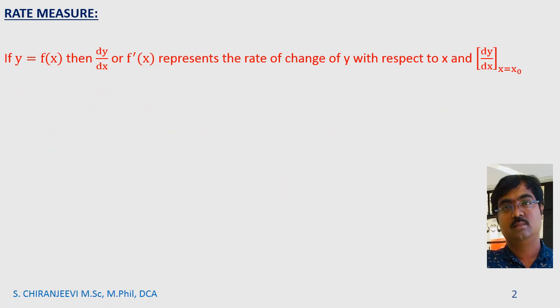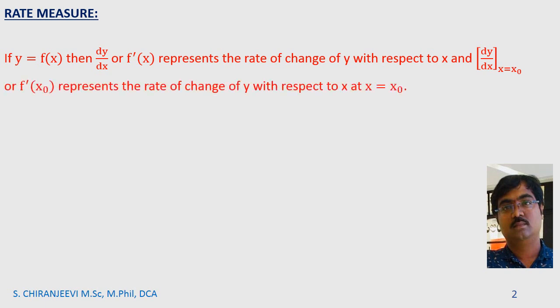If y equal to f of x, then dy by dx or f dash x represents the rate of change of y with respect to x, and dy by dx at x equal to x naught or f dash x naught represents the rate of change of y with respect to x at x equal to x naught.